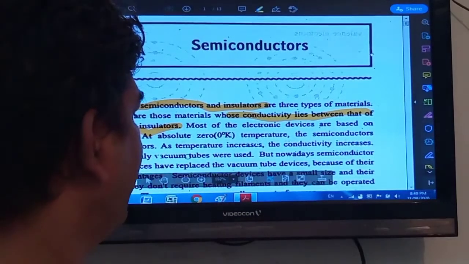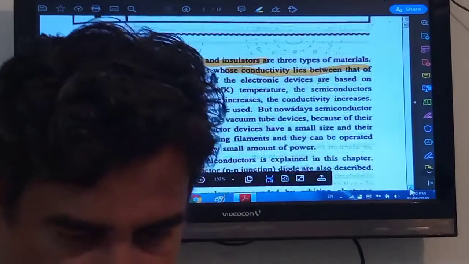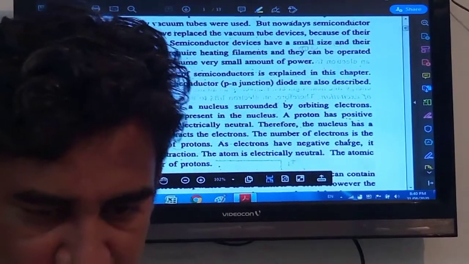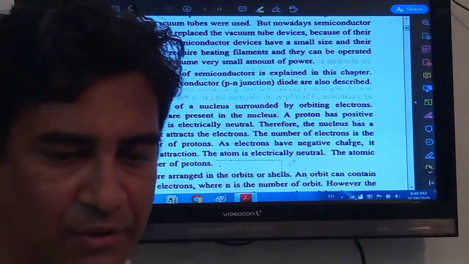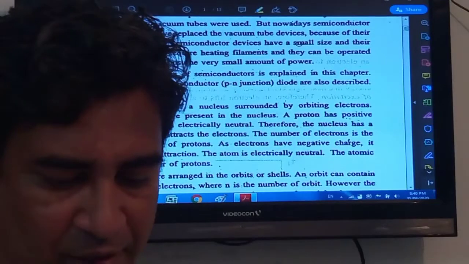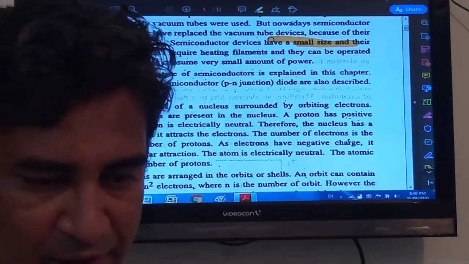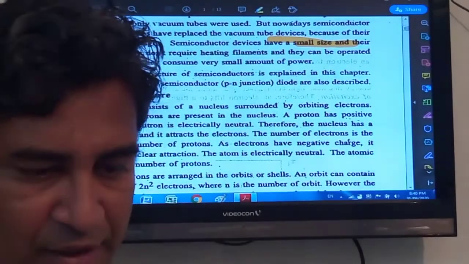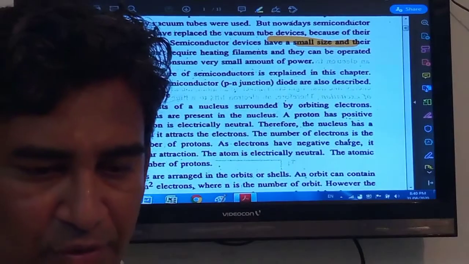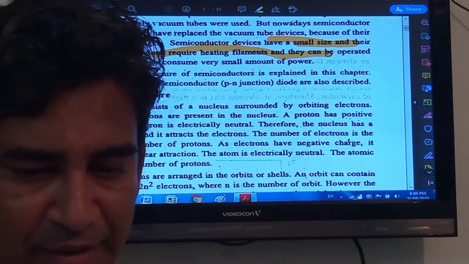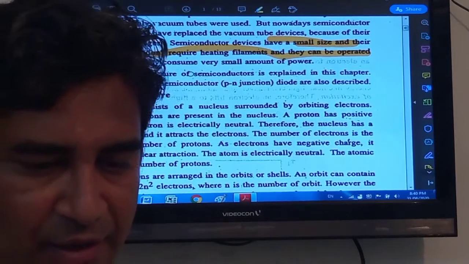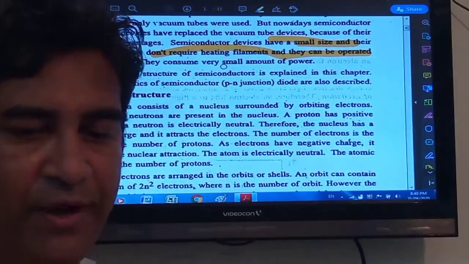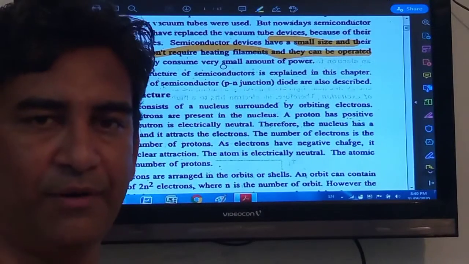Semiconductor devices are small in size and the cost is less. They don't require a heating filament and they operate at a low voltage, and that's why they consume a very small amount of power.